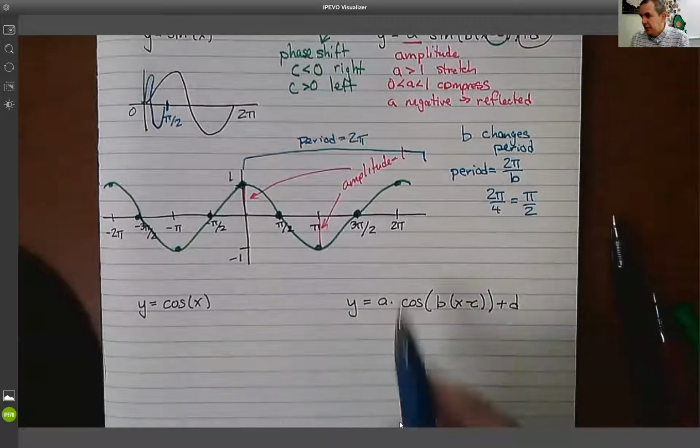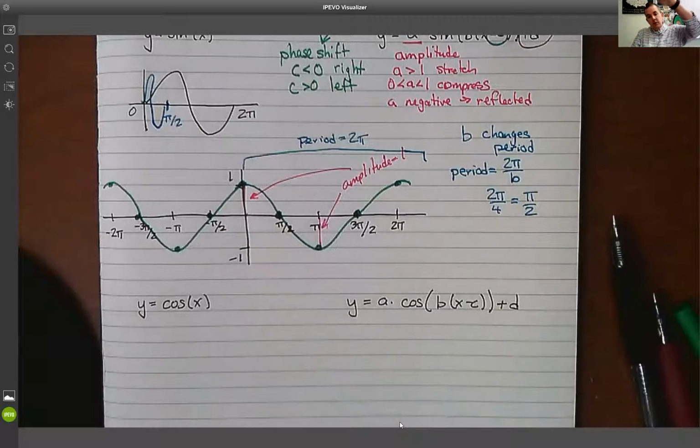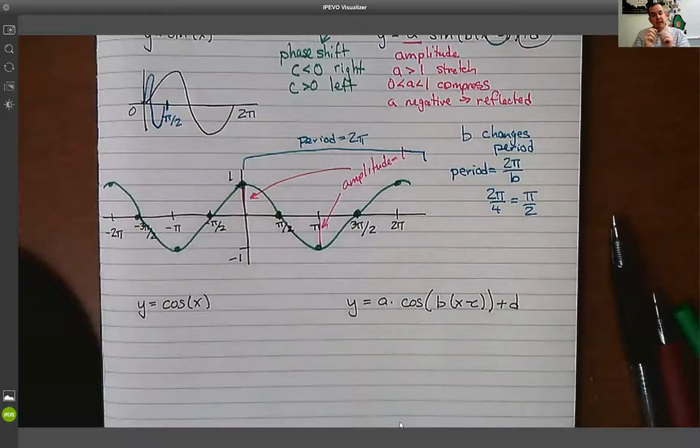If you play with A, you change the amplitude. So you either stretch it if it's greater than 1, or compress it if it's less than 1. If it's negative, you flip it over. If you play with the B, you change the period. So if it's greater than 1, what ends up happening is you compress the period. If that B is between 0 and 1, if it's a fraction, you actually extend the period. You stretch out the period.